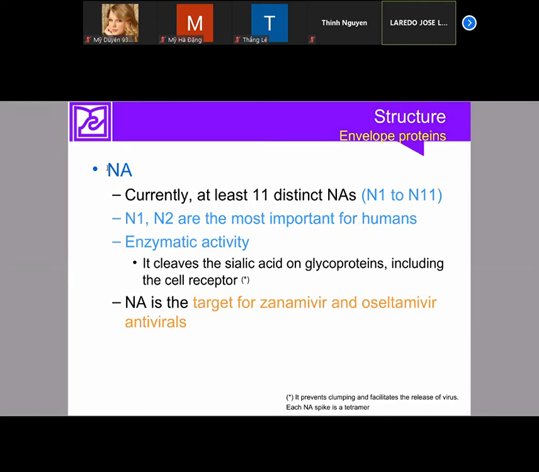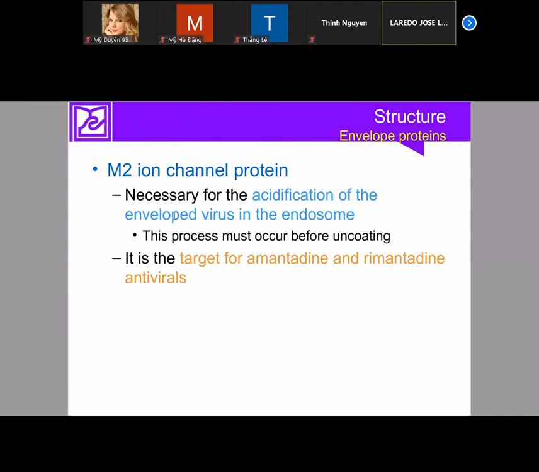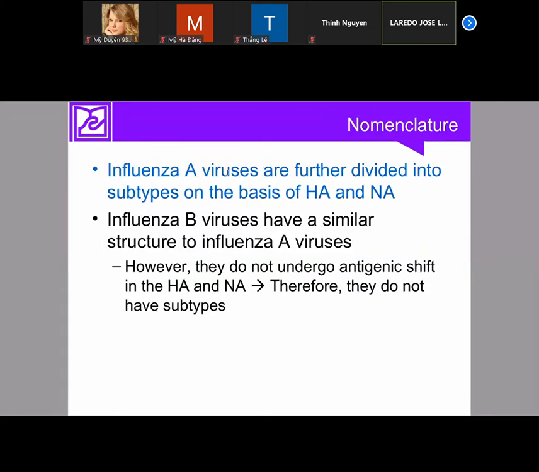What about the other glycoprotein, neuraminidase? Neuraminidase is a glycoprotein, it's an enzyme, and currently in influenza A, we can find 11 different neuraminidase, from N1 to N11. The most common for humans, N1 and N2. There is another one that is called M2 ion channel protein that I am not going to explain in the class. You can read later. This is not so important.